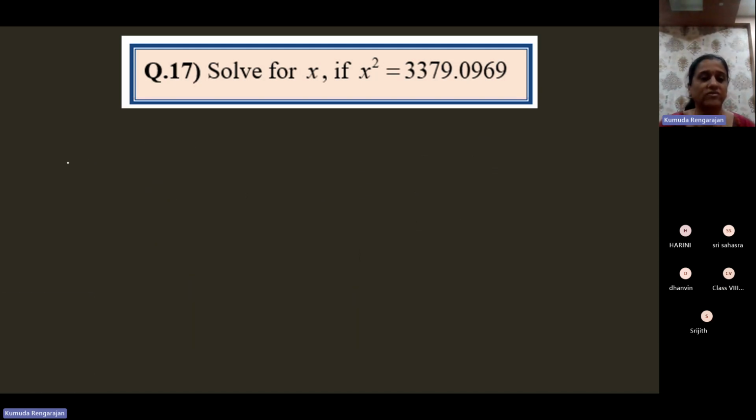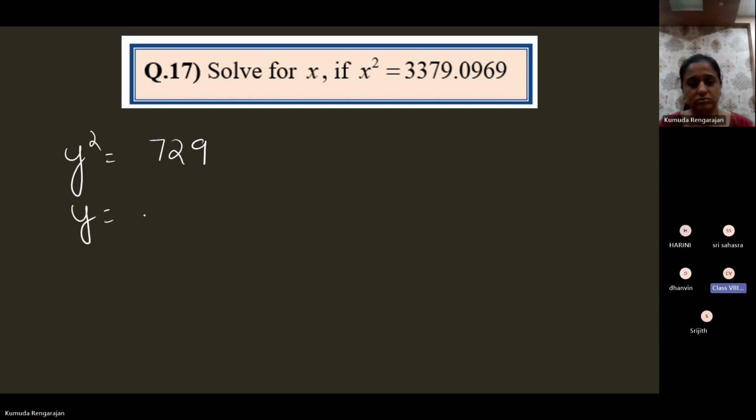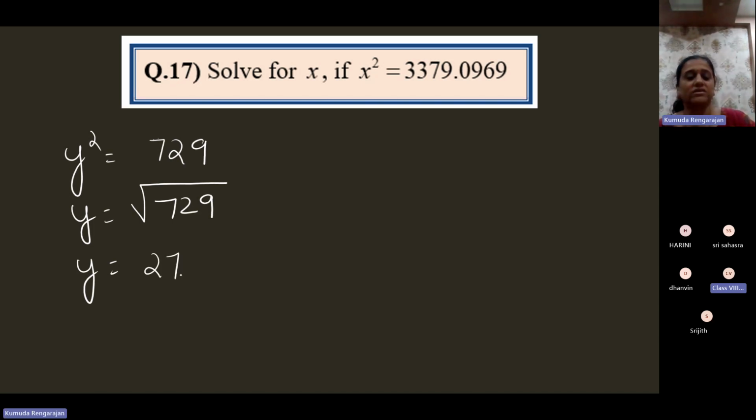Okay. Supposing we have x squared or say y squared. y squared is equal to 729. So y is equal to? y is equal to root 729, square root of 729. y is equal to? Ma'am, 27. 27. Very good. 27.